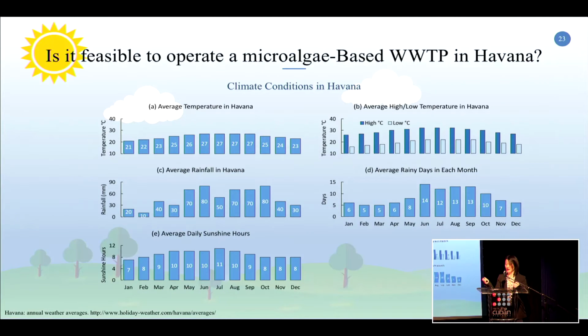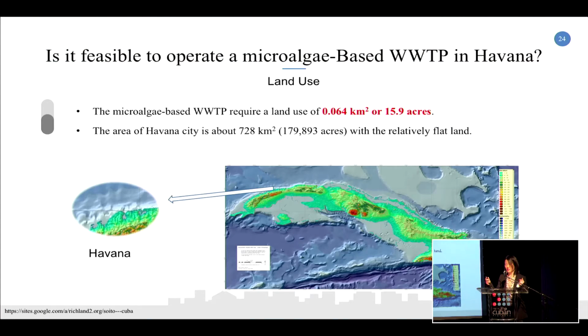It is pretty good. The average temperature ranges from 21 degrees C to 27 degrees C. And even though in summertime it has rainy days, the sunshine hours still can reach about 10 or 11 hours. So it is feasible to build a microalgae-based wastewater treatment plant in Havana. And also, the land use of our treatment plant is not large, and we look into the topography in Havana City. The elevation level is not high in Havana, so it is also feasible in terms of the land use.